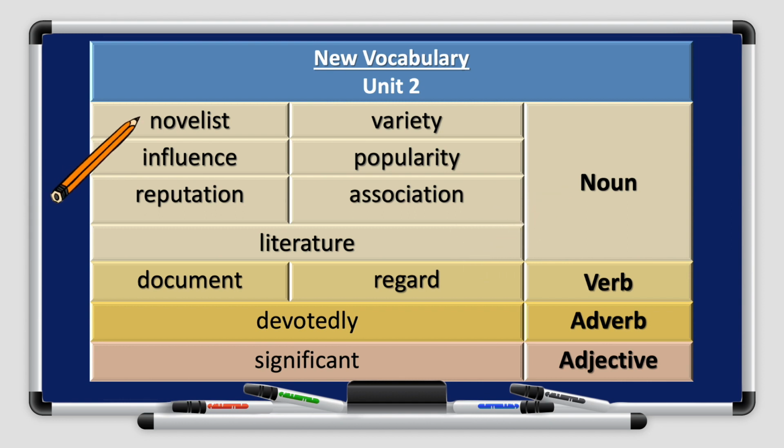the nouns. They are novelist, variety, influence, popularity, reputation, association, and literature. We have two verbs here. The first verb is the word document, and the second one is the word regard. Adverbs, we only have one adverb in this unit, which is devotedly. And we also have one adjective, which is significant.